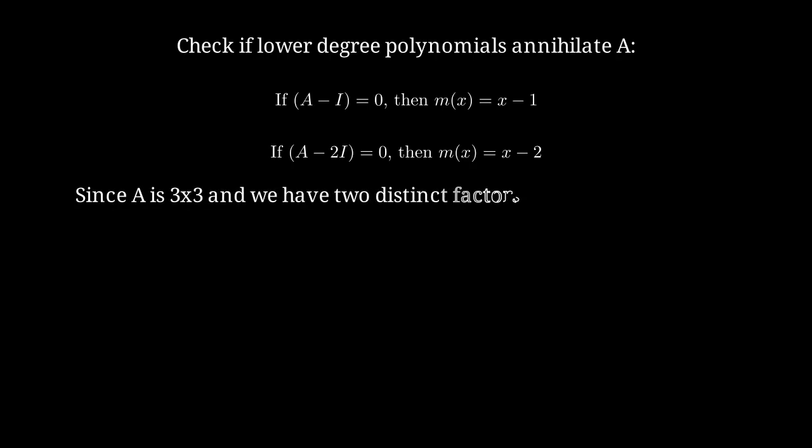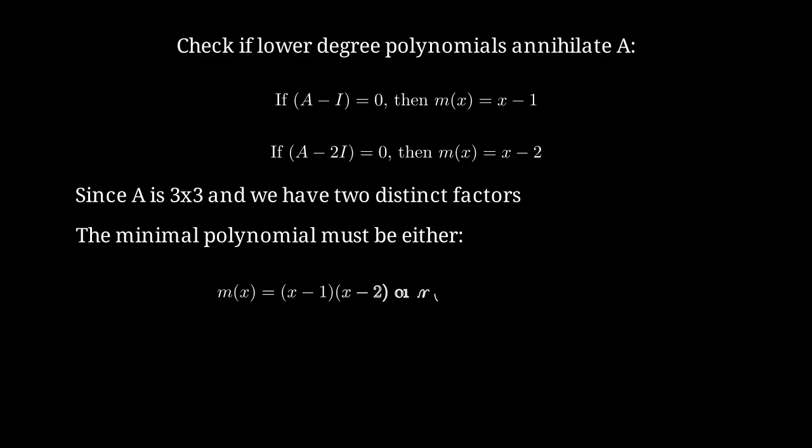Since A is 3 by 3, and we have two distinct linear factors, the minimal polynomial must include both. The minimal polynomial must be either x minus 1 times x minus 2, or the full cubic. That is, either x minus 1 times x minus 2, or x minus 1 times x minus 2 squared. For a general 3 by 3 matrix with this annihilating polynomial, the most likely minimal polynomial is x minus 1 times x minus 2 squared, which equals x cubed minus 5x squared plus 8x minus 4.